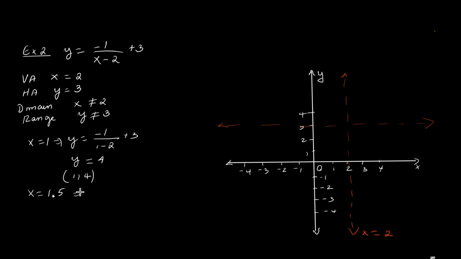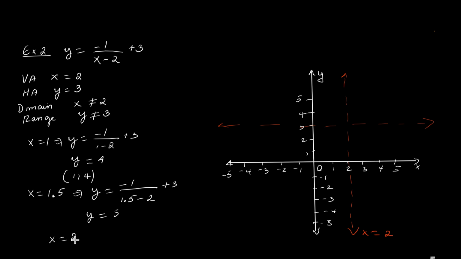X equals 1.5. Y equals negative 1 over 1.5 minus 2 plus 3. That is negative 1 over negative 0.5 plus 3. That is 2 plus 3. That equals 5. The point is 1.5, 5.